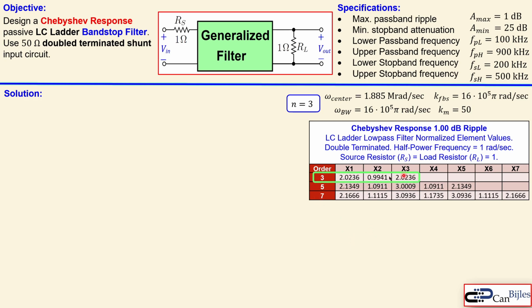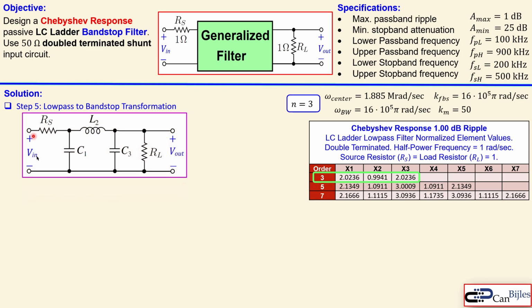And we need this row here actually. You see the coefficients here, x1, x2, and x3. Those are the values of the components in this prototype low pass filter. This is the low pass filter.